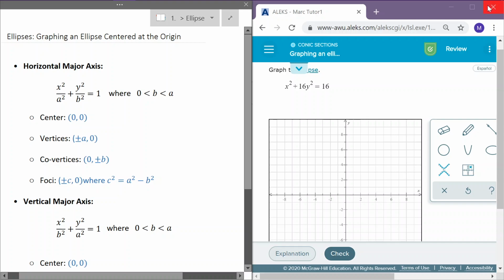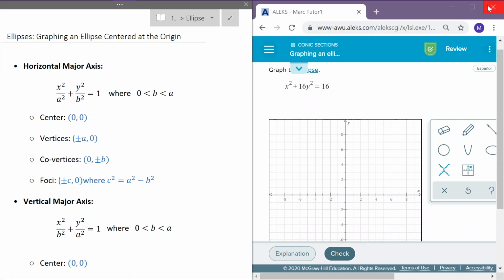In this video, we're going to be looking at graphing an ellipse that's centered at the origin. An ellipse with a horizontal major axis has standard form x squared over a squared plus y squared over b squared equals 1, where 0 is less than b is less than a. An ellipse with a horizontal major axis will have a center of 0, 0 if it's centered at the origin.